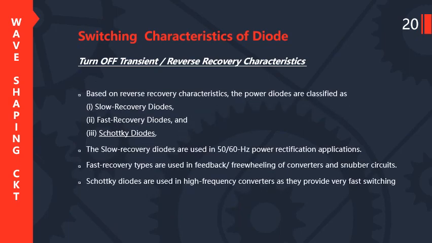Based on reverse recovery characteristics, the power diodes are classified into three categories. First one is called the slow recovery diode, second is called fast recovery, and third is called the Schottky diode. The slow recovery diodes are usually used in 50 to 60 Hz power rectification applications. Fast recovery types are used in feedback or freewheeling of converters and snubber circuits. Schottky diodes are used in high frequency converters as they provide very fast switching.